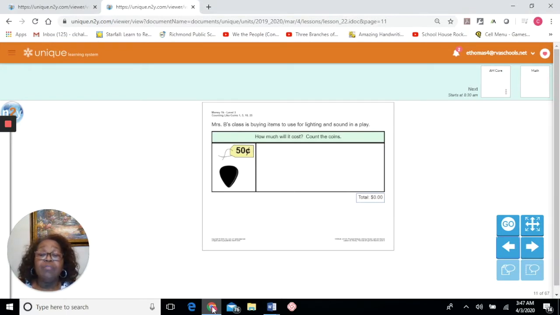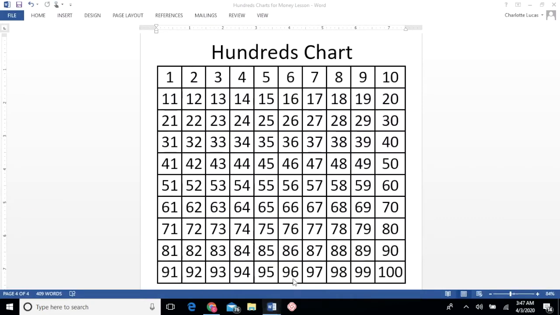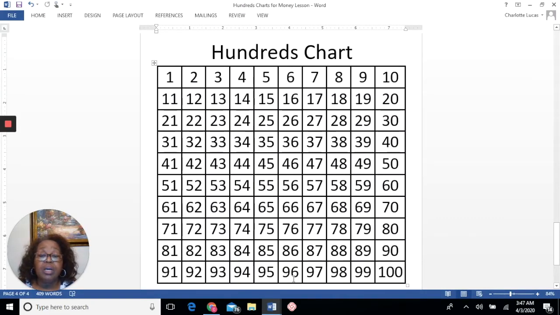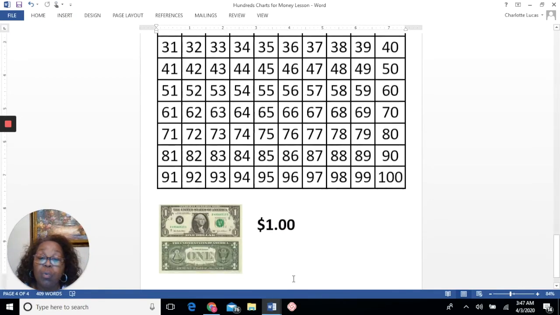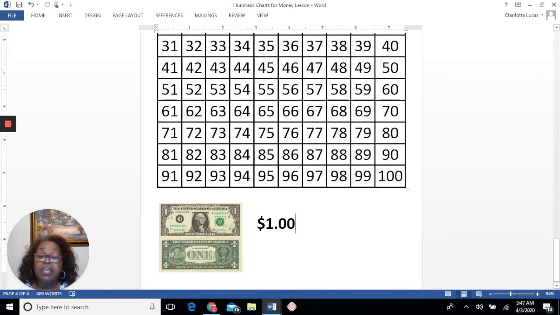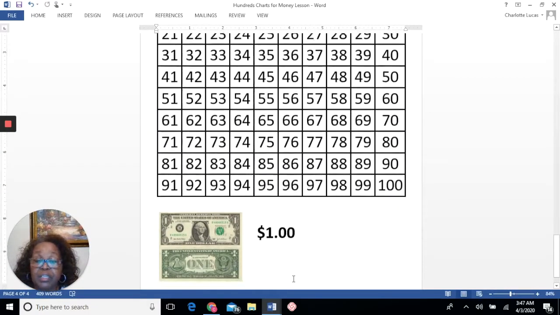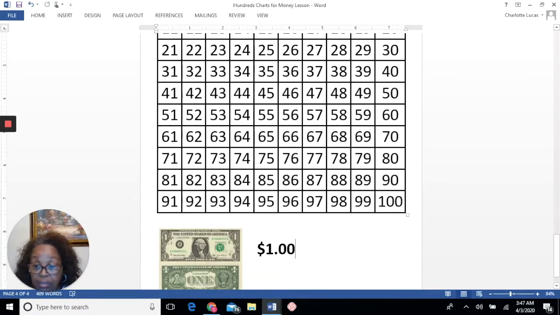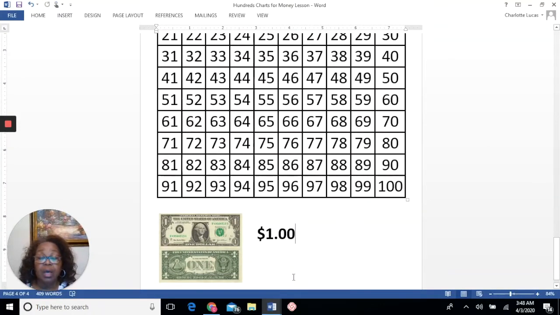All right, we have a word problem, and we'll be solving our problem inside of the money box. In order to solve our problems, we're going to be using a hundreds chart. The reason we're using a hundreds chart is because 100 pennies equals $1. If you have 100 pennies, you have a whole dollar. And if you have a whole dollar, you need to use a dollar sign when you write it down.